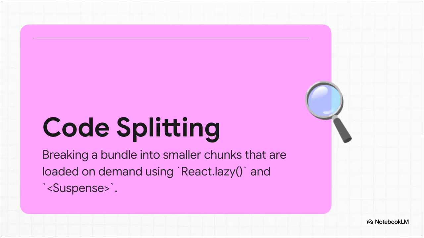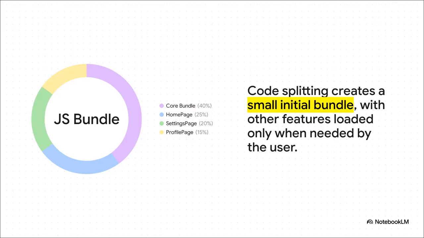The solution is code splitting, and it's a total game changer for performance. You use React.lazy to tell React, hey, don't load this component yet. Then you wrap it in a Suspense component which handles showing a loading state, like a spinner, while that code is being fetched. It's a powerful 1-2 punch. And the result is a total night and day difference. Instead of one giant file, you have this small initial bundle and a bunch of smaller chunks that get loaded only when they're needed. For your users, this just means a faster, more responsive app from the very first click.